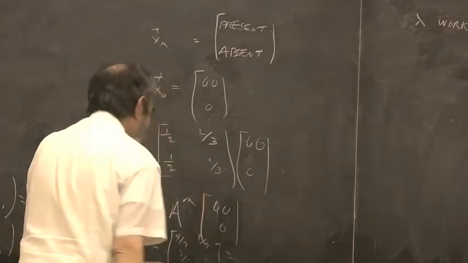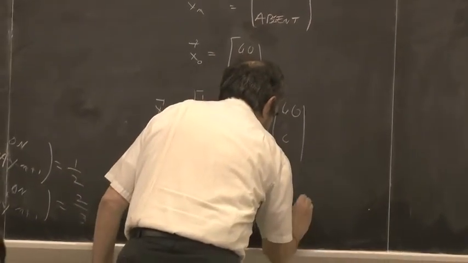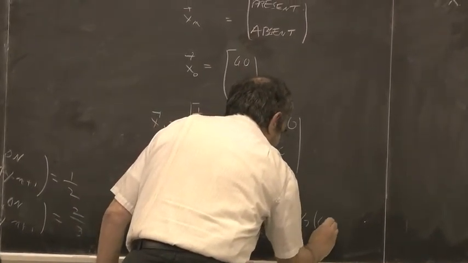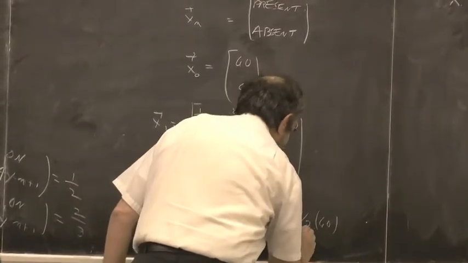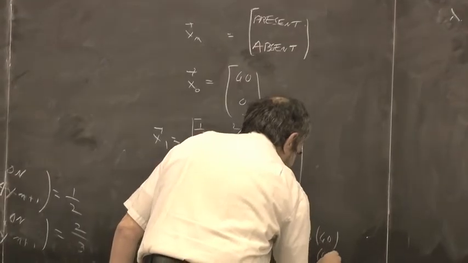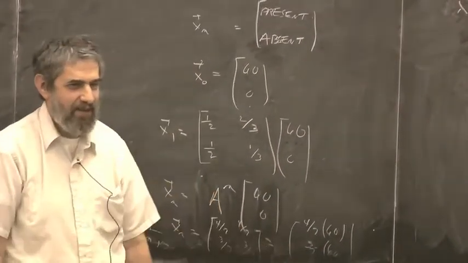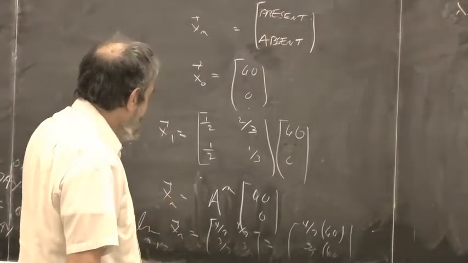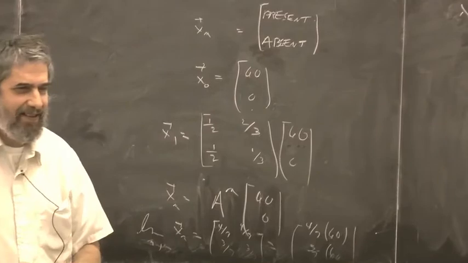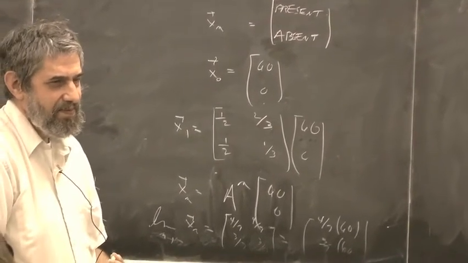Well, it's not going to turn out to be an integer, but you can't help it. So 4/7 of the class is going to be there, and 3/7 of the class is going to be absent. Now, let me ask you this question. What if we had started with nobody coming the first day? If it were 0, 60?